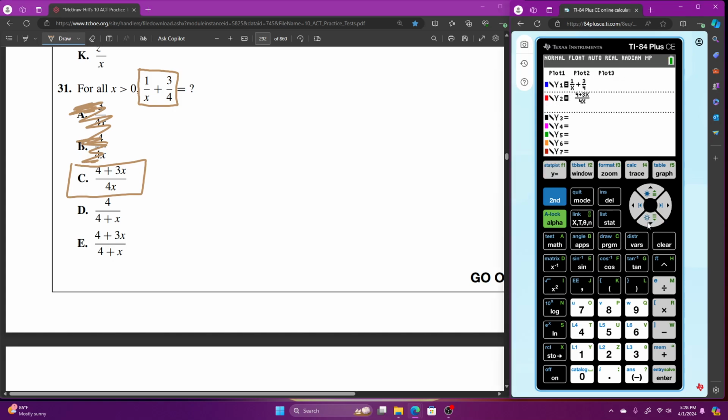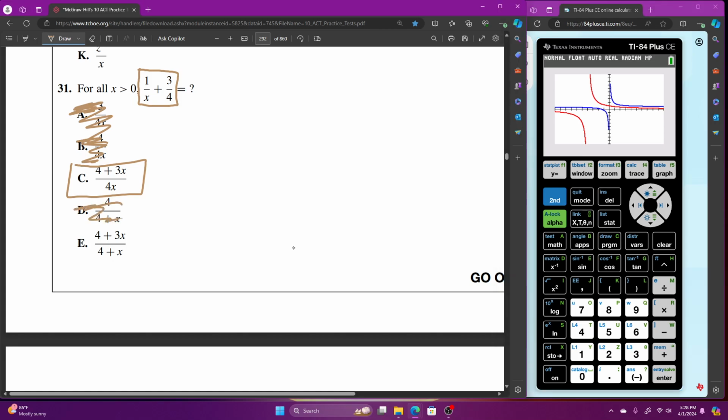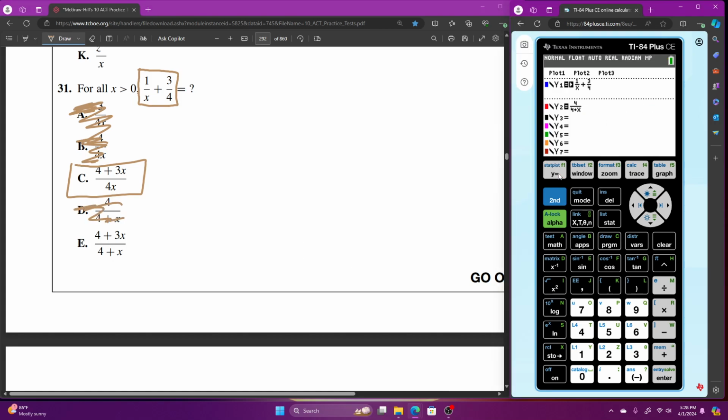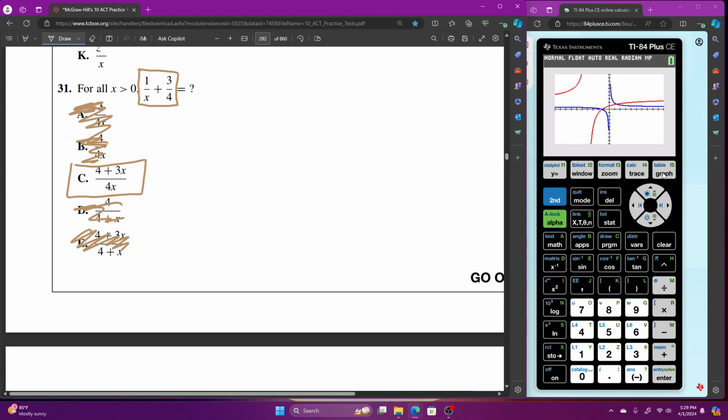We can try option D. That says just a 4 on the top, so delete that. Over 4 plus x. Graph is even farther off than A and B. And then E, numerator is 4 plus 3x over 4 plus x. Way even farther off. I love it when I can do that with a calculator.